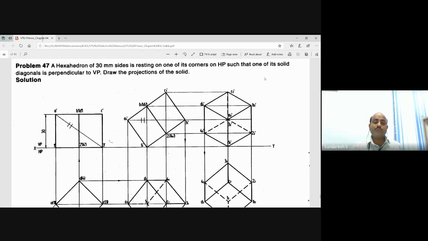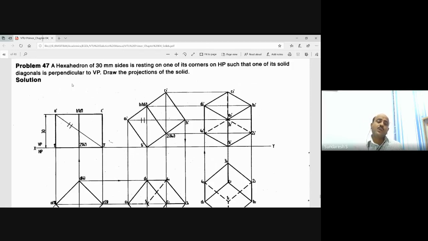So he says one of its solid diagonals is perpendicular to VP. From each corner to the opposite bottom corner, the line joins from the top of one corner to the opposite corner on the base. So that is said to be the solid diagonal. Now what it says is one of its solid diagonals is perpendicular to VP. This is a very important problem. Please try to understand how to solve this problem clearly.